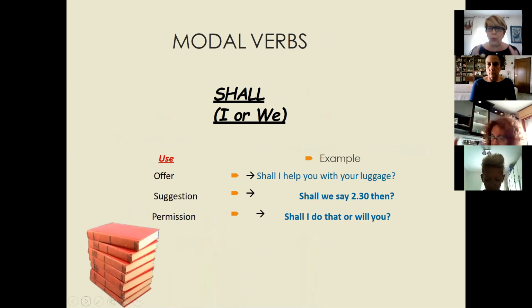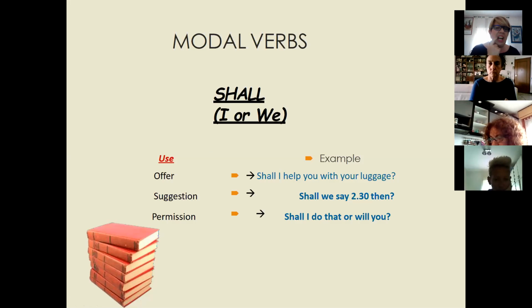Then be careful here, because there is a big confusion with shall and will with the future. It's true that shall is part of the future, but if we have to describe it in a grammar sense, remember that it is anyway a modal verb. Shall is used just for I and we, no other pronouns.